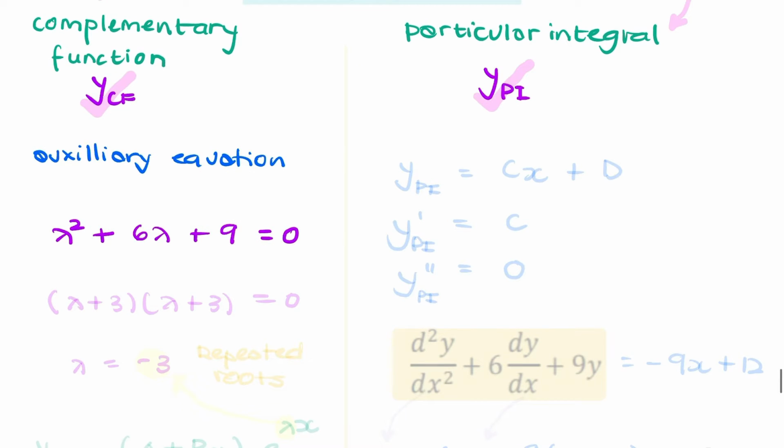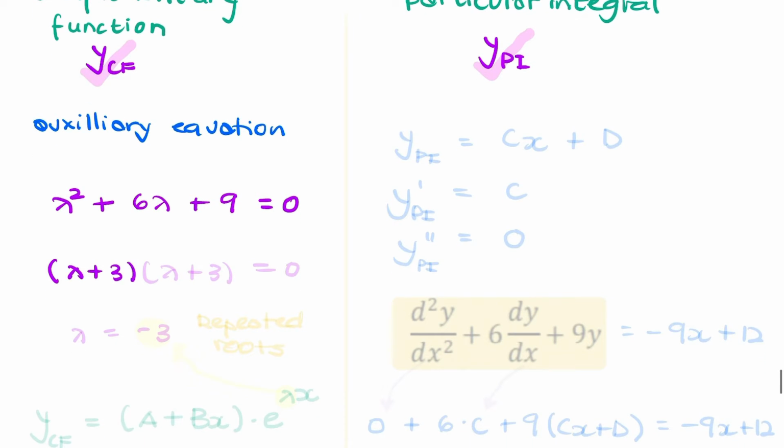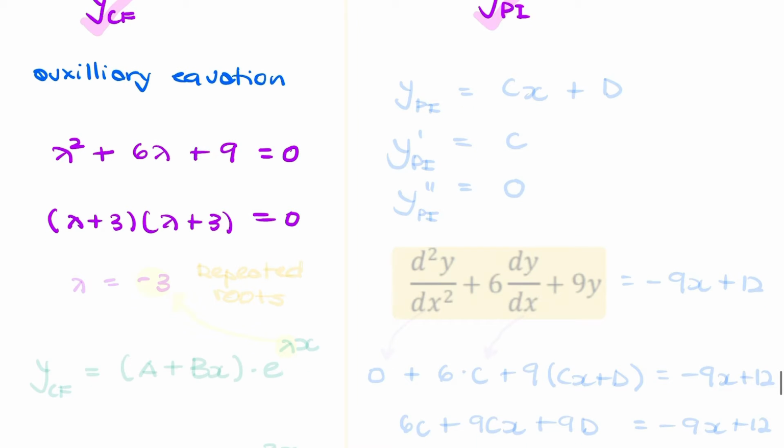So we're only looking at the left-hand side of the equation. We solve that to find lambda. In this case, I'm going to try to factorize it. So (lambda plus 3) squared equals 0. So that gives us lambda equals -3. And this is what we call repeated roots. So the two roots are equal, so we call them repeated roots.